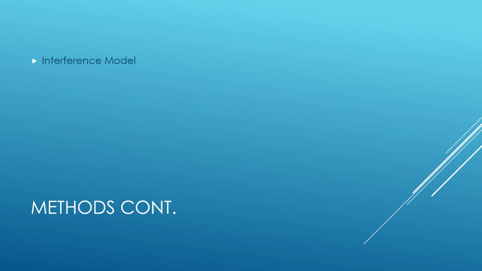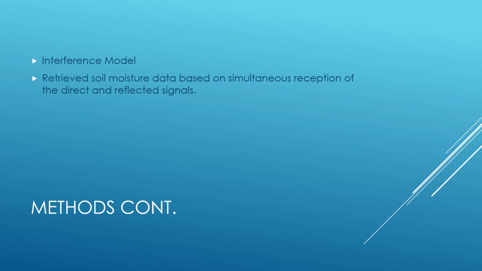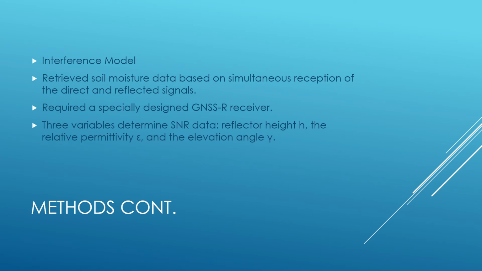So with the interference model, retrieved soil moisture data was based on simultaneous reception of the direct and reflected signals. This required a specifically designed ground receiver called GNSS-R, and GNSS stands for Global Navigation Satellite System. The three variables that determined this data were reflector height, the relative permittivity, and the elevation angle as well.